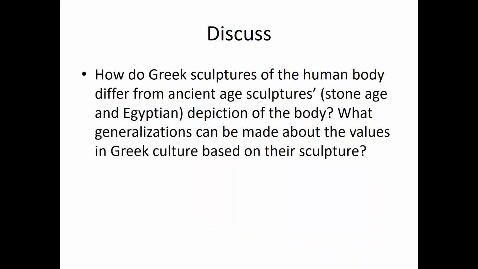Discuss in this week's discussion post: how do Greek sculptures of the human body differ from ancient age sculptures, Stone Age and Egyptian depiction of the body? What generalizations can be made about the values in Greek culture based on their sculpture?